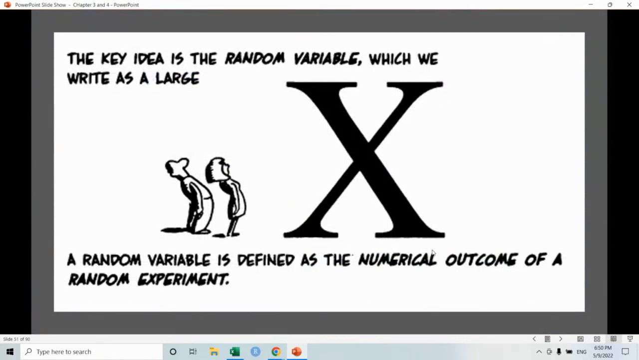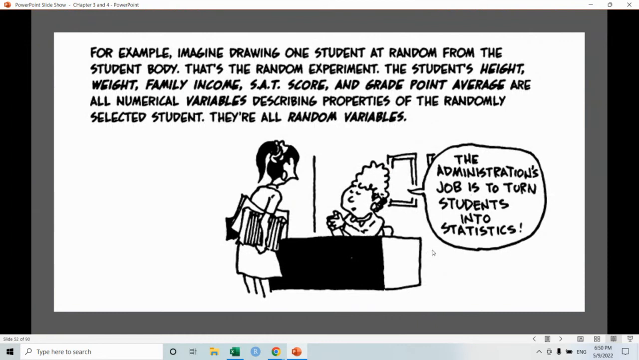So the key idea is the random variable x, which we write as a large X. So a random variable is defined as the numerical outcome of a random experiment. So for example, imagine drawing 1 student at random from the student body. That's the random experiment. The student's height, weight, family income, SAT score, and grade point average, or GPA, are all numerical variables describing properties of that randomly selected student. But they're all random variables.